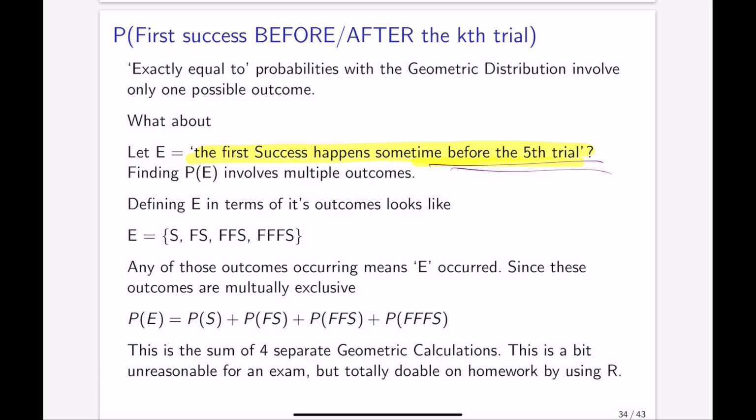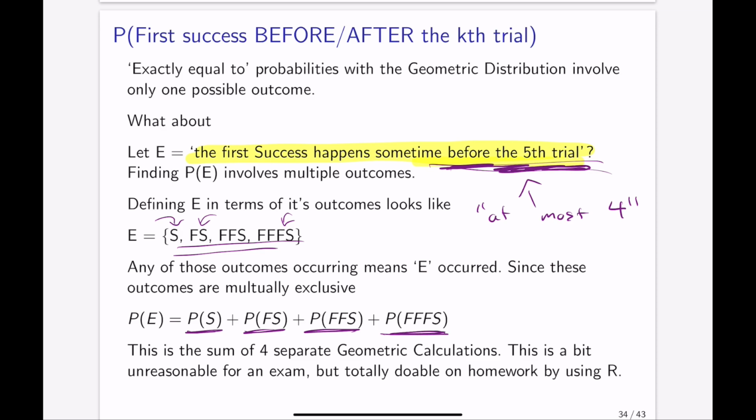So using our notation, there are 4 ways that correspond to this particular event: getting the success immediately, or getting it on the 2nd trial, up to getting it on the 4th trial. You'll notice that this says before the 5th trial. That means at most it happens at 4. So we could find this probability by adding up the individual probabilities of each of these events. They're all mutually exclusive, so there's no danger of counting twice. And that's not the end of the world, but it will certainly be easier if we use a computer at this point.